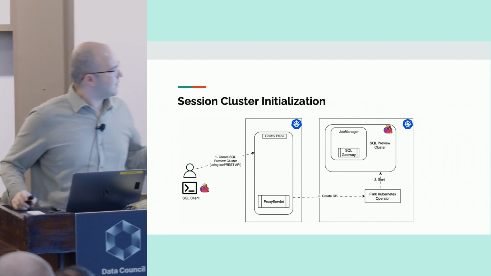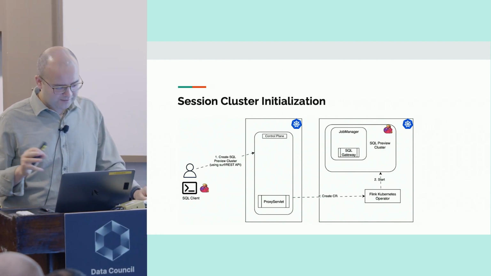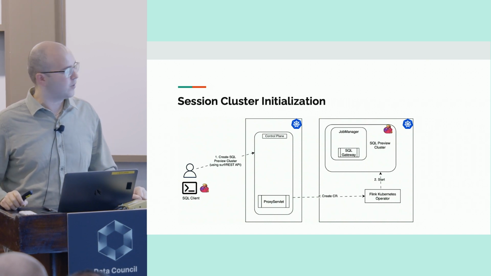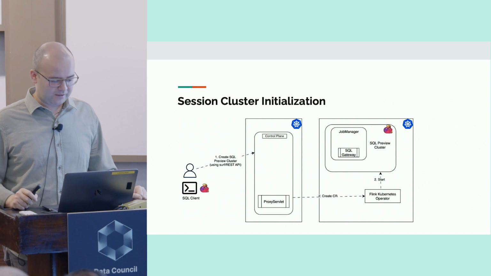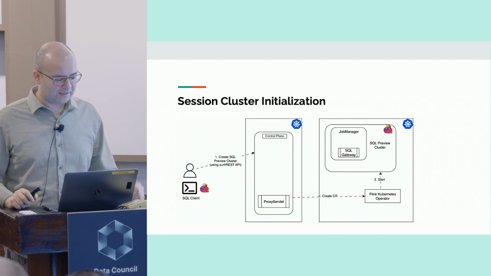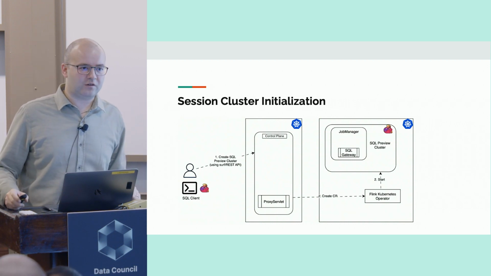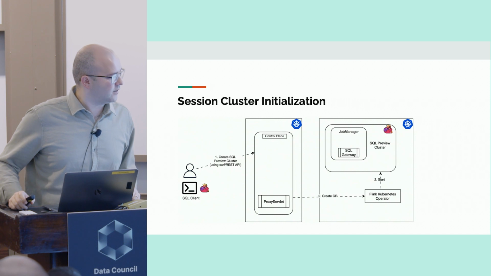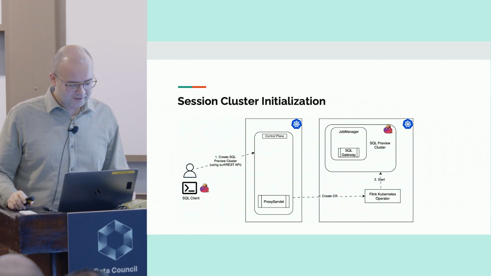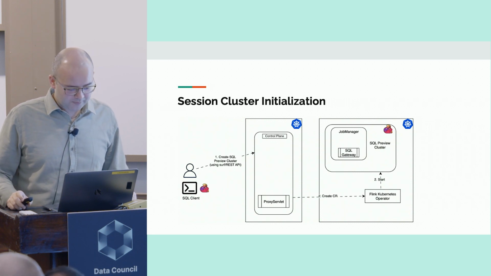So the user submits the create session cluster request, and this request first hits the proxy servlet, which authenticates the request: okay, this user is authenticated to run this. Then it passes it to the control plane, which will authorize this user: can this user create a session cluster in this namespace in Kubernetes? Once all the checks are passed, it creates a custom resource and submits it to the Flink Kubernetes operator.